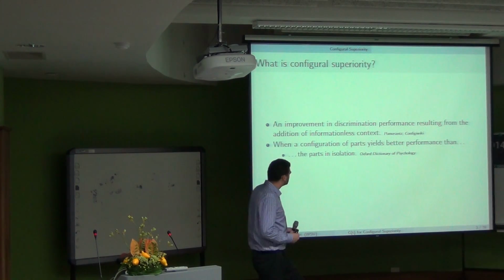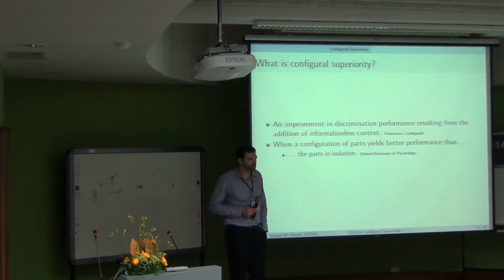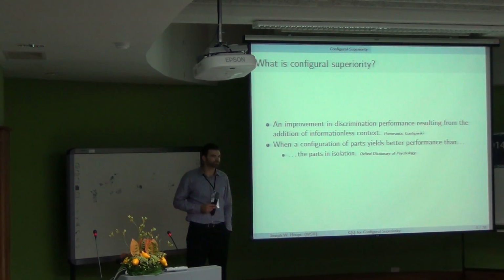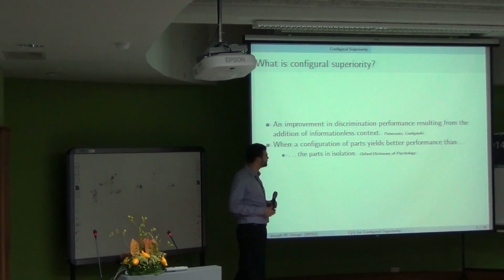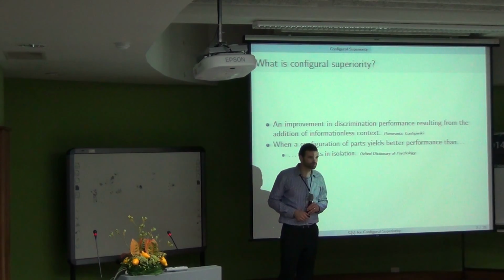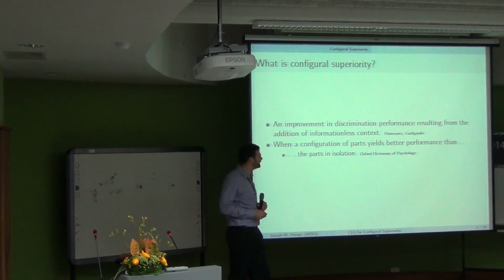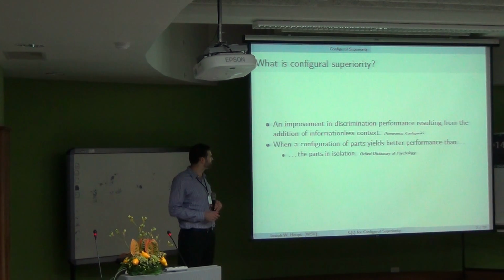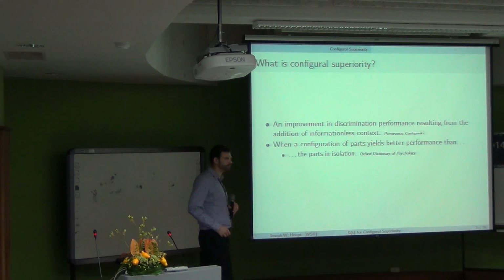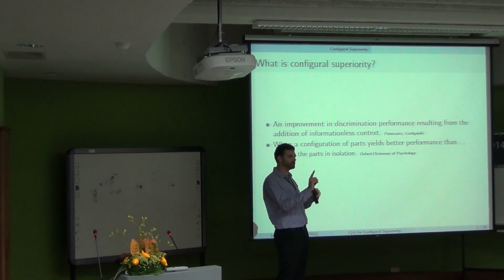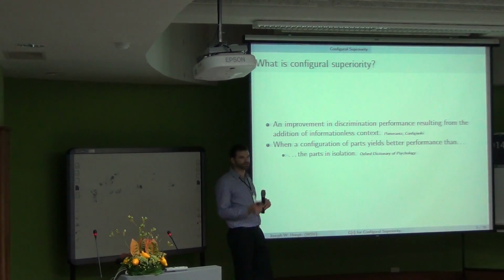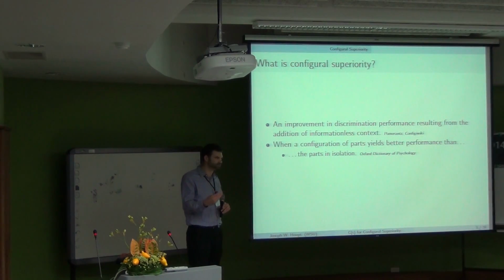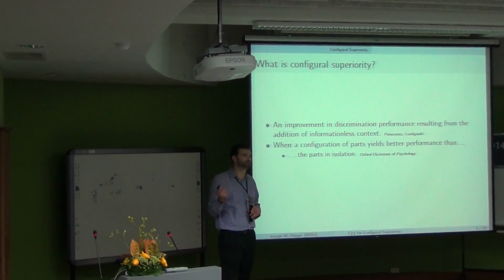All right. So what is configural superiority? There are a few different definitions I looked up. The first definition was from Jim Pomerantz on the Configuwiki, which I'll highlight in a moment. There's an improvement in discrimination performance resulting from the addition of information with context. So if some of you are familiar with Pomerantz's work, he's done a lot of stuff with these arrows and bars, and depending on how you orient them, you get different configurations. Your performance can vary quite widely.